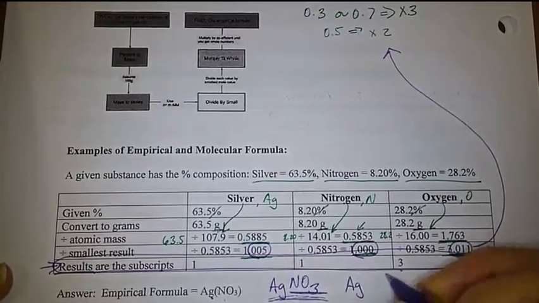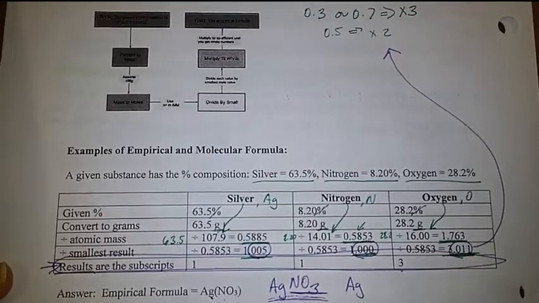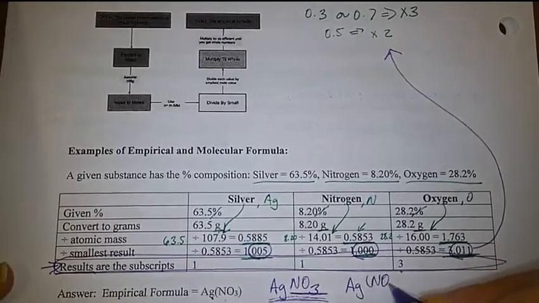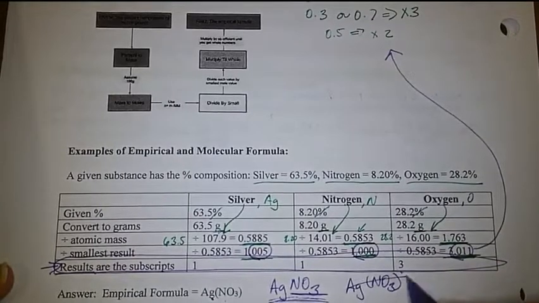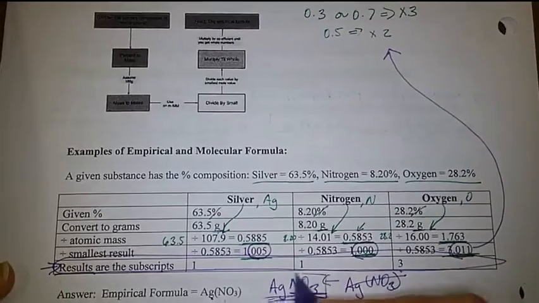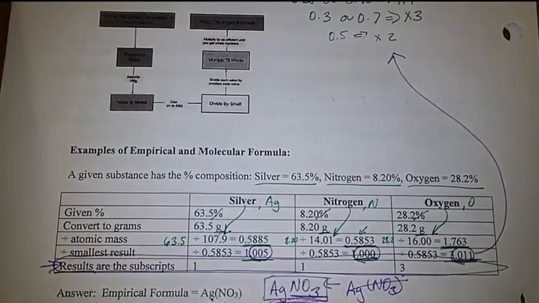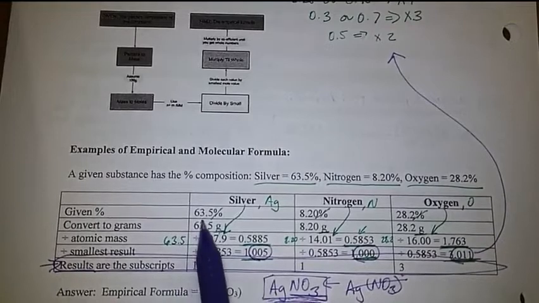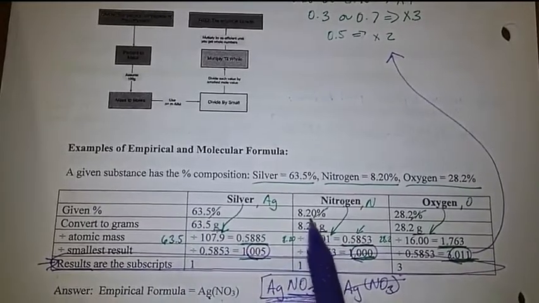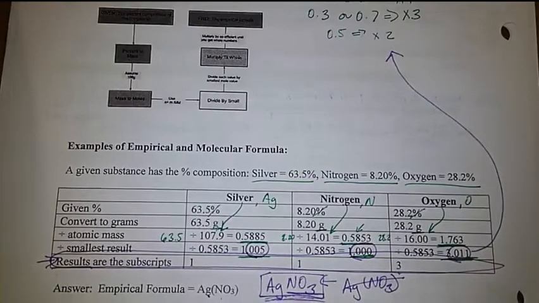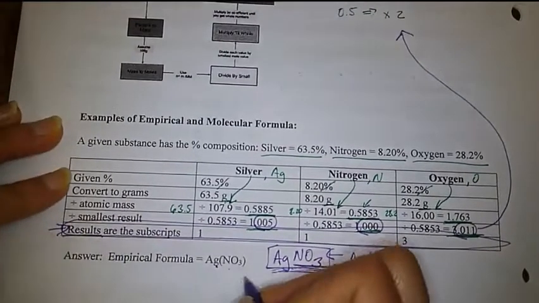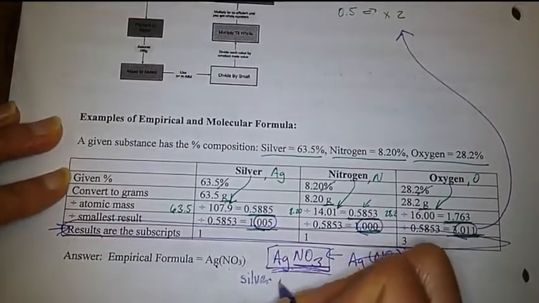So instead, you can write it with parentheses, which is fine. But since this is 1 atom of each, you don't have to, and you can just leave it as this, as an answer. So this is silver nitrate. Whenever you have 63.5% of silver, 8.20% of nitrogen, and 28.2% of oxygen, you will form silver nitrate. And this is the chemical formula that it produces. Okay. So go ahead and write here silver nitrate.